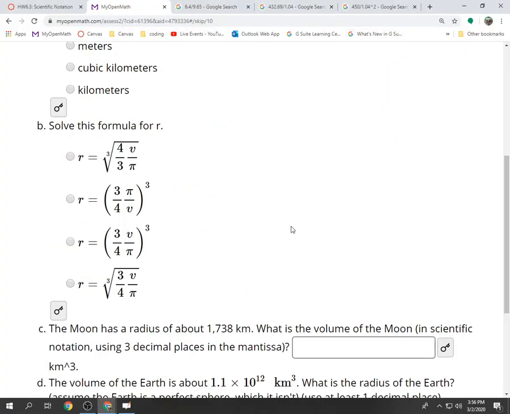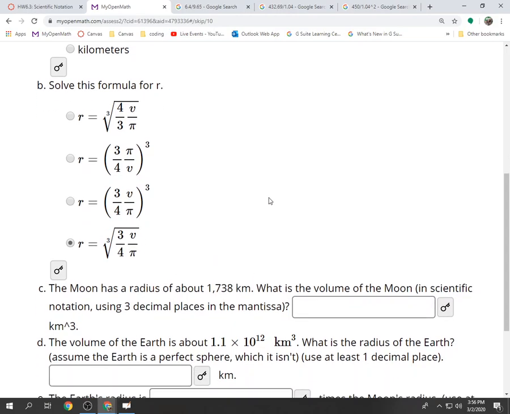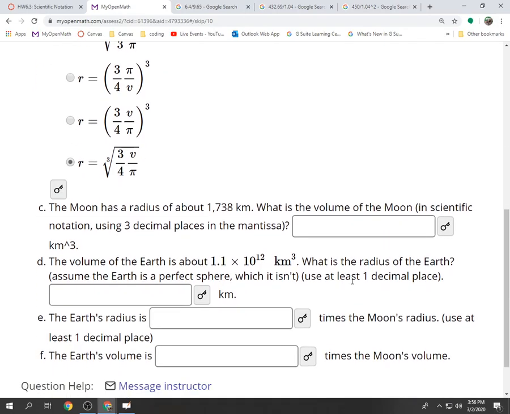So then, if I can keep my 4 and my 3 in the right order, it's 3 on top and the root. I believe I want this one right here: 3 times the volume over 4 times pi. So if somebody gives me volume, I can use this to figure out the radius. And then we're just going to play around with numbers that are in scientific notation.